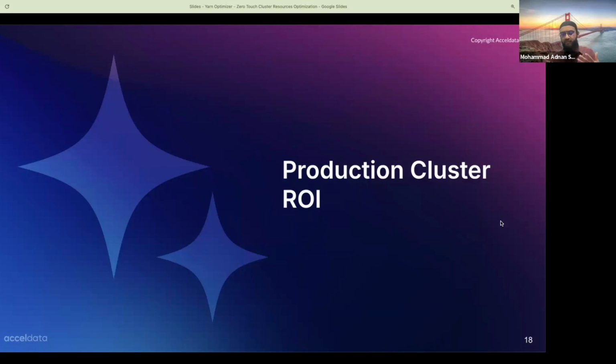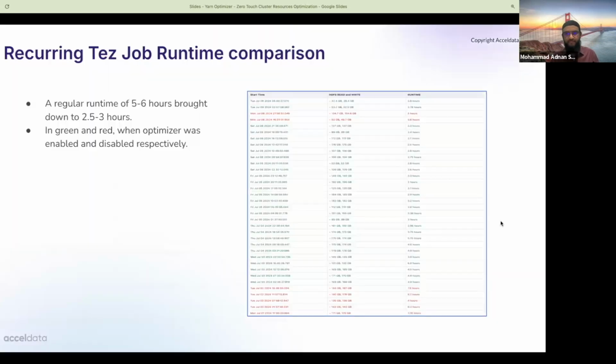We are basically here in an industry to solve industry problems, right? So keeping all this in mind, taking all this feedback, we work rigorously and wholeheartedly to make sure that we solve industry problems. So I just want to give you a quick sneak peek of what the ROI is in production clusters. Next slide, please.